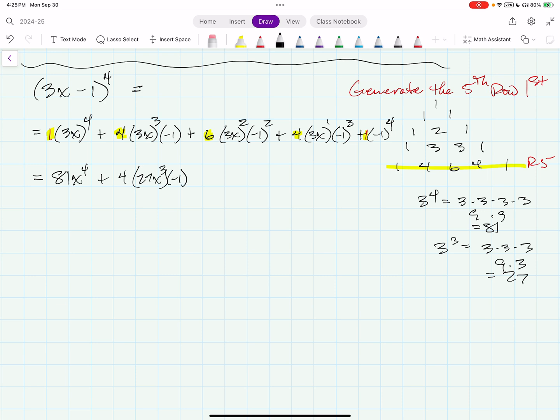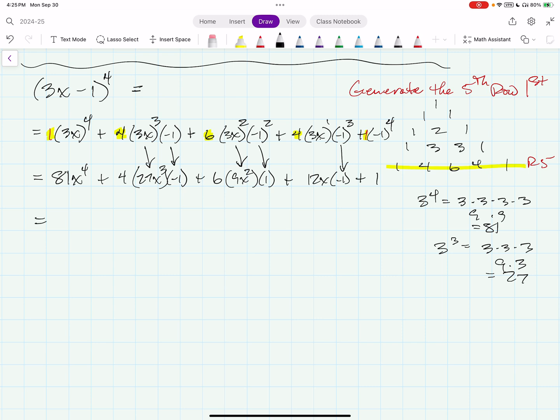I'll simplify in the next step what that is here in a minute. Plus 6 times 9x squared times 1. Again, I'm just simplifying step by step. That's all I'm doing, and this is how you get to your results. 4 times 3x is 12x, so 12x here times negative 1. When you cube a negative 1, you get negative 1. But if you take negative 1 to the fourth power, you just get 1.